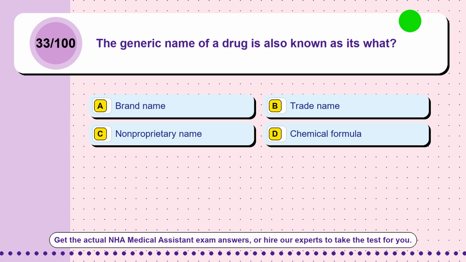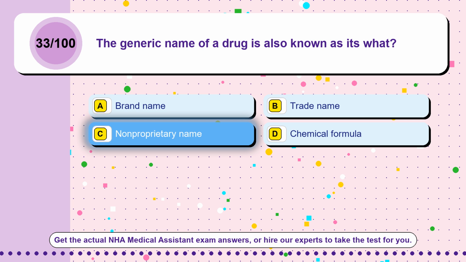Question 33. What does the term erythema mean? Option A, redness of the skin caused by congestion or inflammation of the capillaries. Option B, a pale appearance of the skin due to low red cell counts. Option C, a bluish tint to the skin caused by a lack of oxygen. Option D, a yellowing of the skin caused by high bilirubin levels. The correct answer is option A, redness of the skin caused by congestion or inflammation of the capillaries.